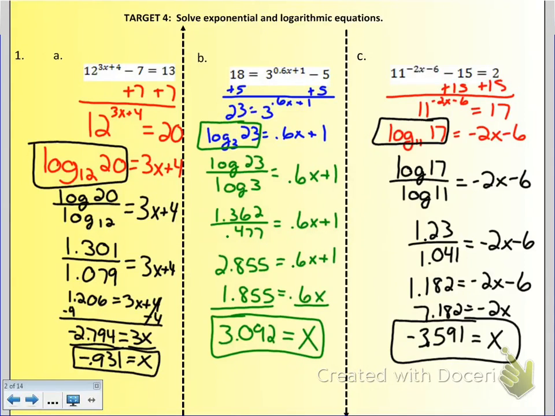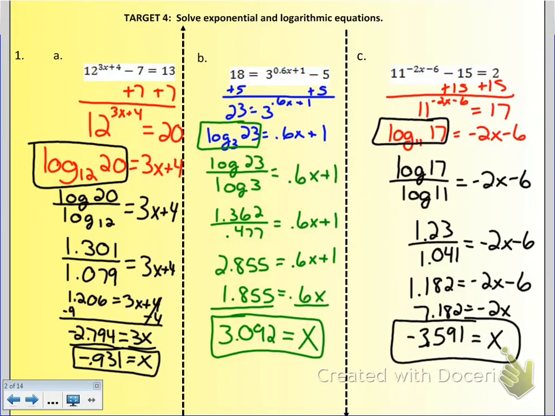We write it in logarithmic form. So we have log base 3 of 23 equals the exponent 0.6x plus 1. Again, we do the change of base theorem, so that all ends up being 2.855 equals 0.6x plus 1. Solve that equation to end up with x equals 3.092.